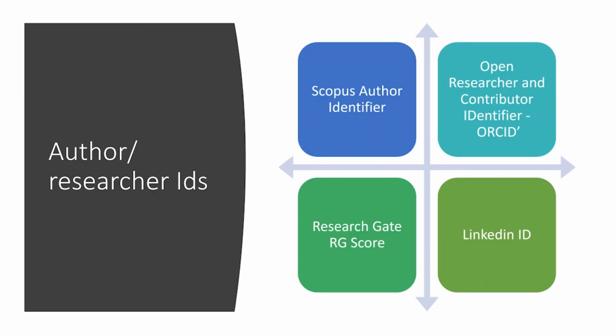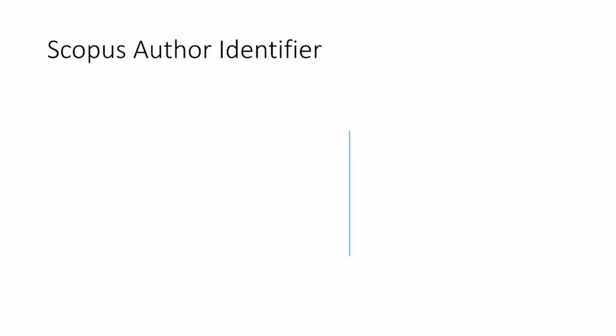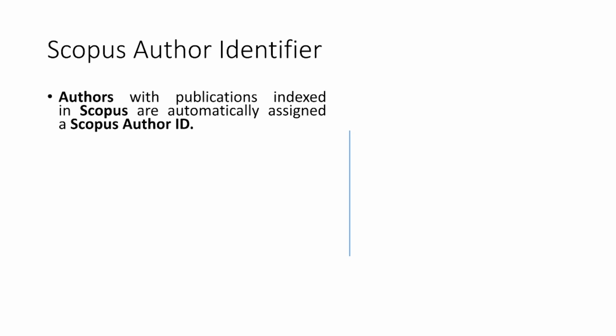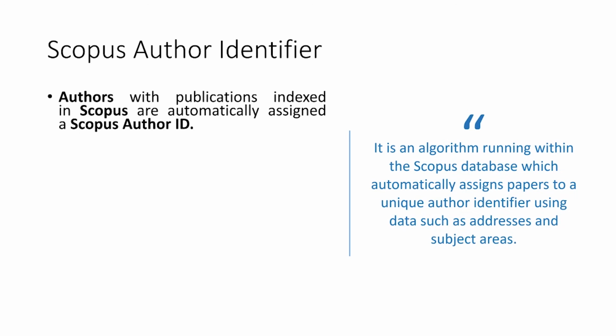So author ID helps to give that unique identification to the real author. Now let us take up the first author ID, that is the Scopus author ID, as we also saw in the previous module when we looked at the author preview. In the Scopus author identifier, authors with publications indexed in Scopus are automatically assigned a Scopus author ID.